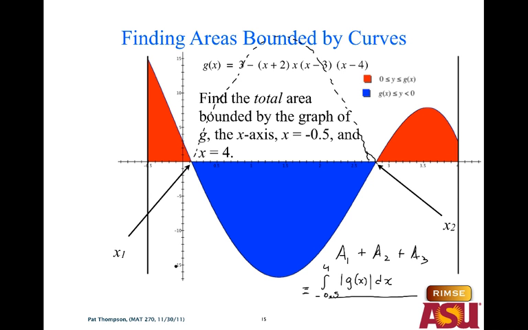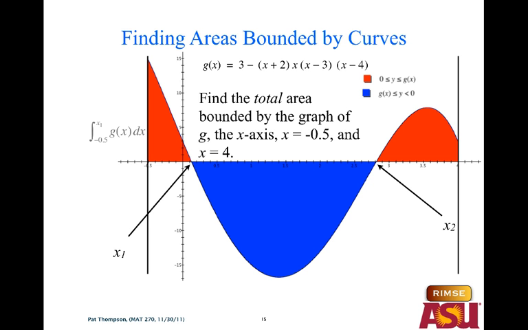Yes, sir? Can you write it as three different integrals? Go ahead. So the integral from negative 0.5 to x1. Okay. Yep. All right. So if we break it up, then we want just the plain old integral from negative 0.5 to x1 to get that first red region.